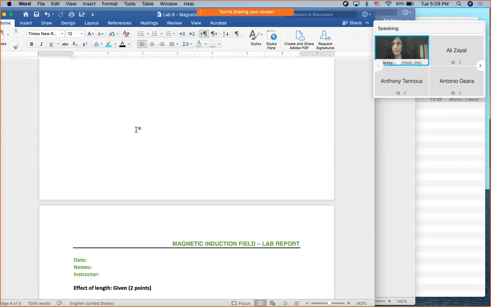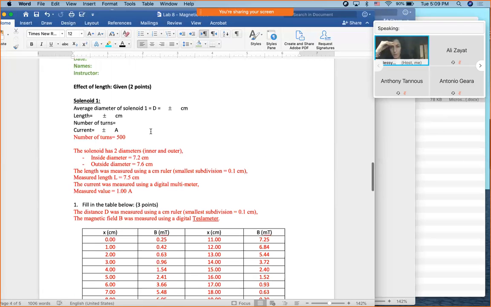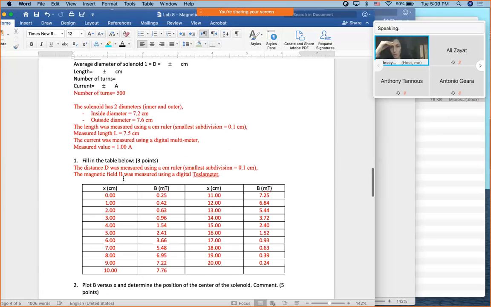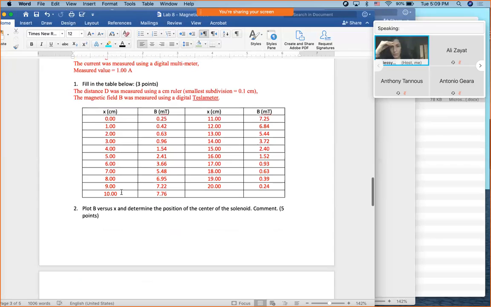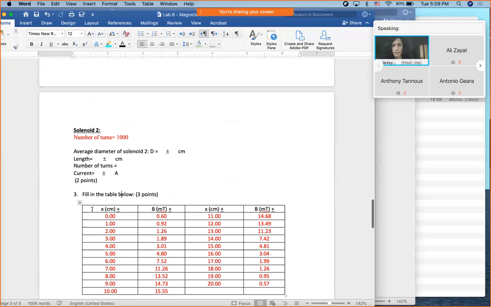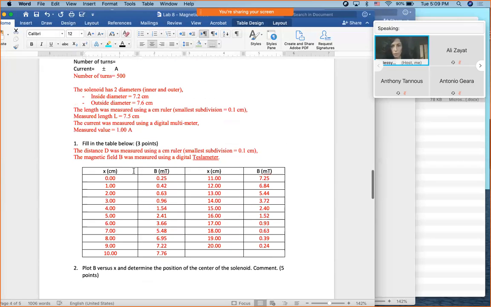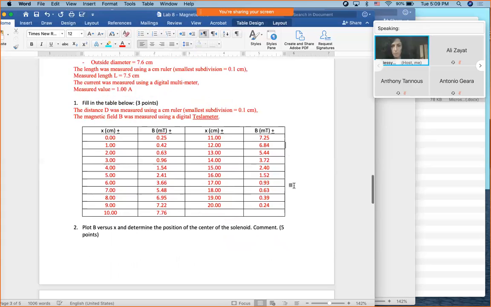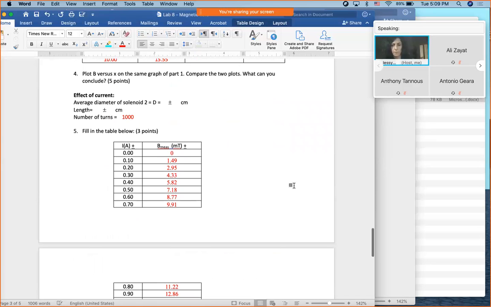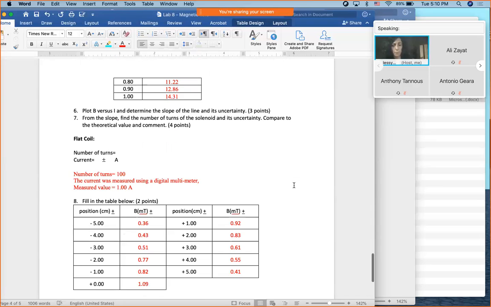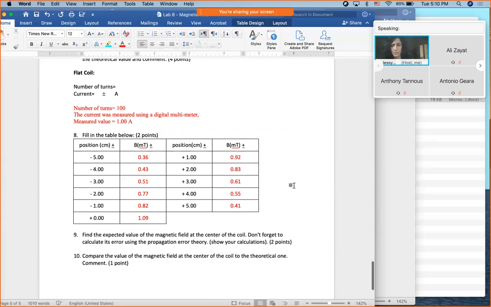Let me see, did I miss anything else? Solenoid 1: diameter, length, current, and you see they tell you how they measure each, so you can tell the uncertainties. And the uncertainties should be the same in the second table. So just make sure, okay? Yes. What else? I think that's it. Yes, that's it. If you encounter any problem, please text me at any moment.